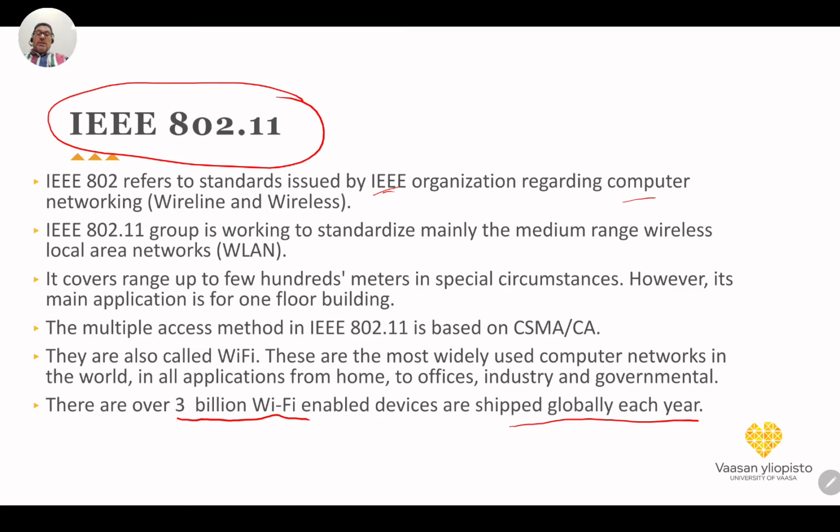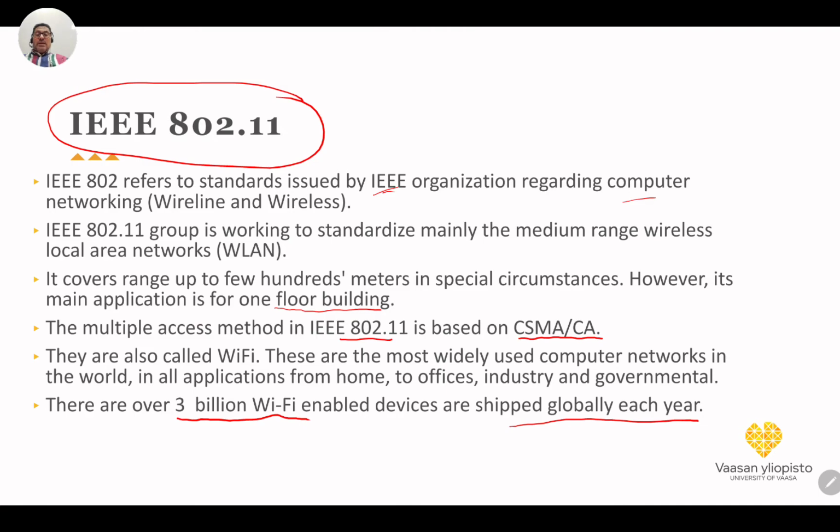Medium range means a few hundred meters under special conditions, but in general it is for one floor of a building. It should be able to cover one floor, but actually it can cover more. And the multiple access of this standard is based on carrier sense multiple access with collision avoidance, which we explained before.